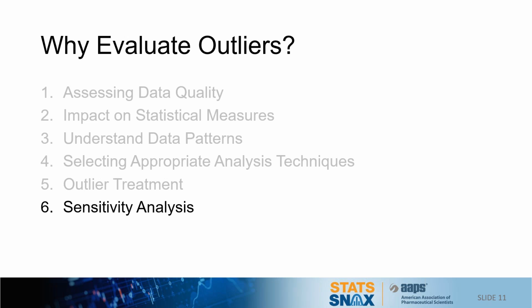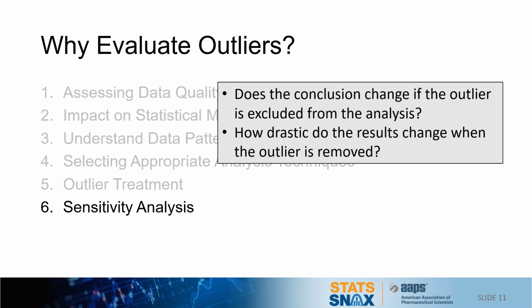Lastly, it is important to conduct a sensitivity analysis by evaluating the impact of outliers on the results. One way to do this is to perform the analysis with and without the outlier to understand the influence. If the same conclusion is drawn with and without the outlier, then the analysis is robust. Outlier evaluation requires an integrated approach of statistical knowledge, domain expertise, and critical thinking, and is a valuable step for ensuring an accurate analysis and reliable decision-making.